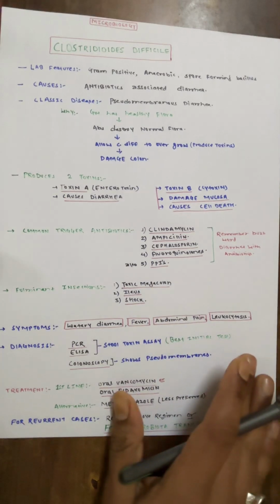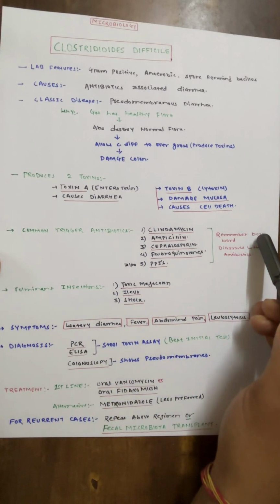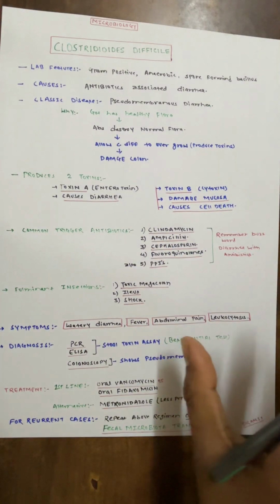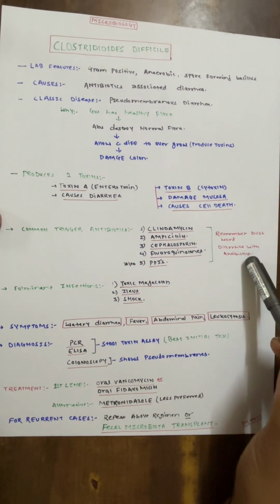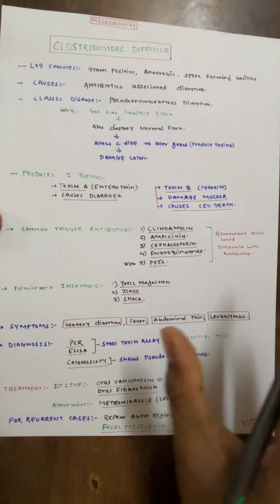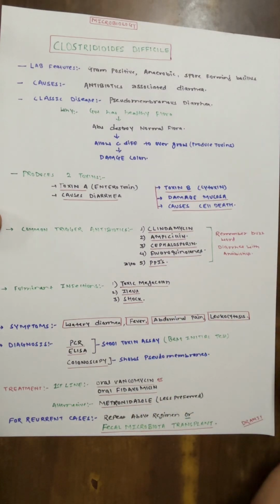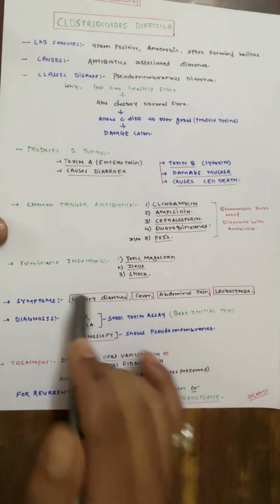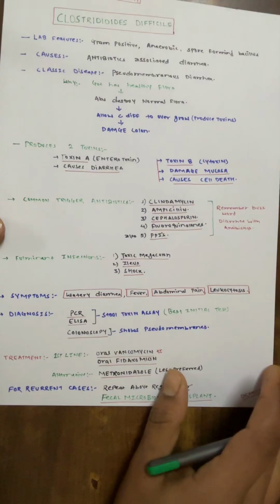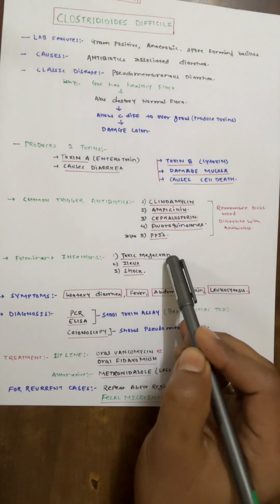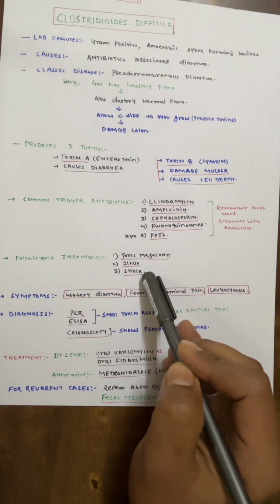So always remember a buzzword. Mostly in the USMLE exam they give buzzwords in the long, lengthy vignette, like diarrhea with antibiotics. Whenever you see diarrhea with antibiotics in any MCQ question, always think about Clostridium difficile once. Now talking about fulminant infections, sometimes it causes toxic megacolon, ileus and shock in a patient.